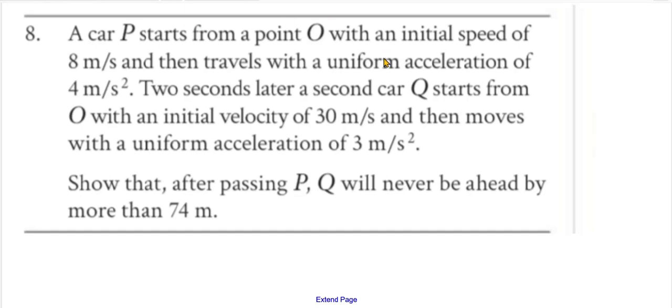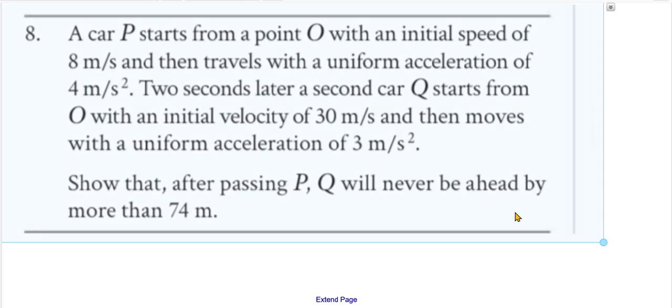Car P starts from point O with initial speed of 8 and then travels with a uniform acceleration of 4. 2 seconds later, a car Q starts from O with initial velocity 30 and then moves with uniform acceleration 3. Show that after passing P, Q will never be ahead by more than 74 meters.